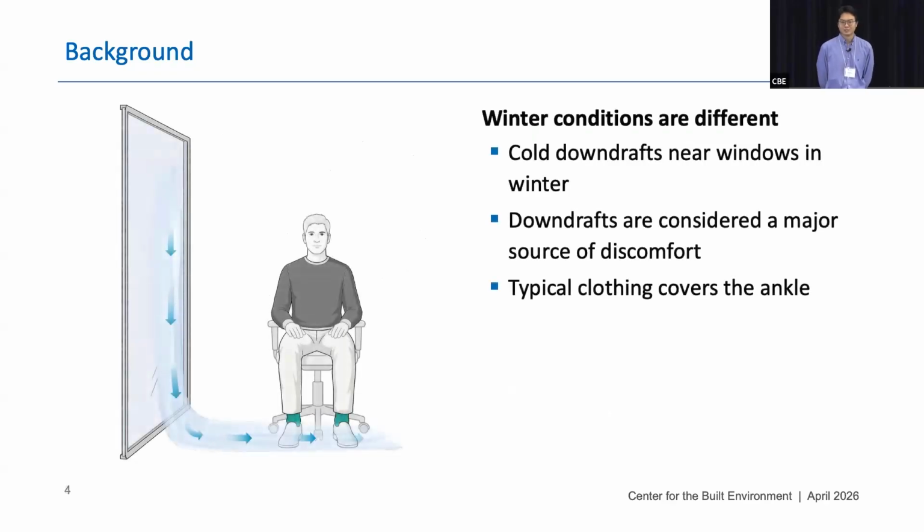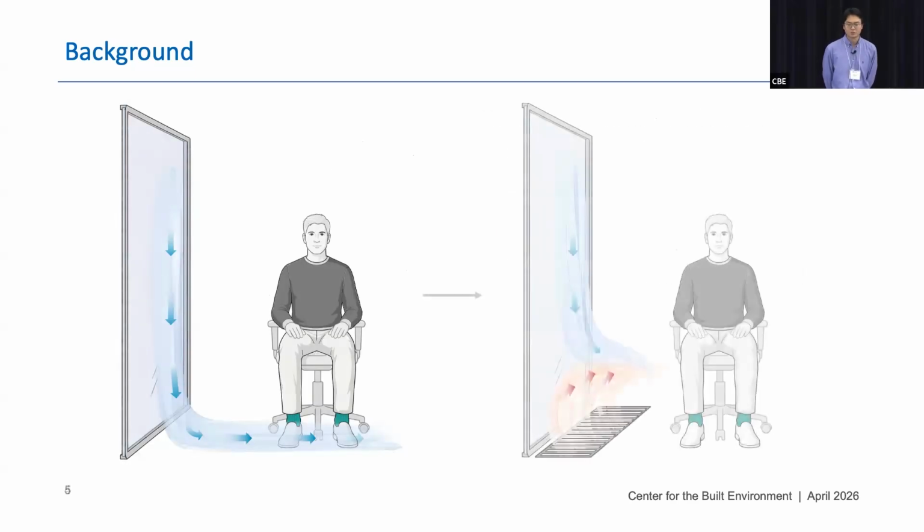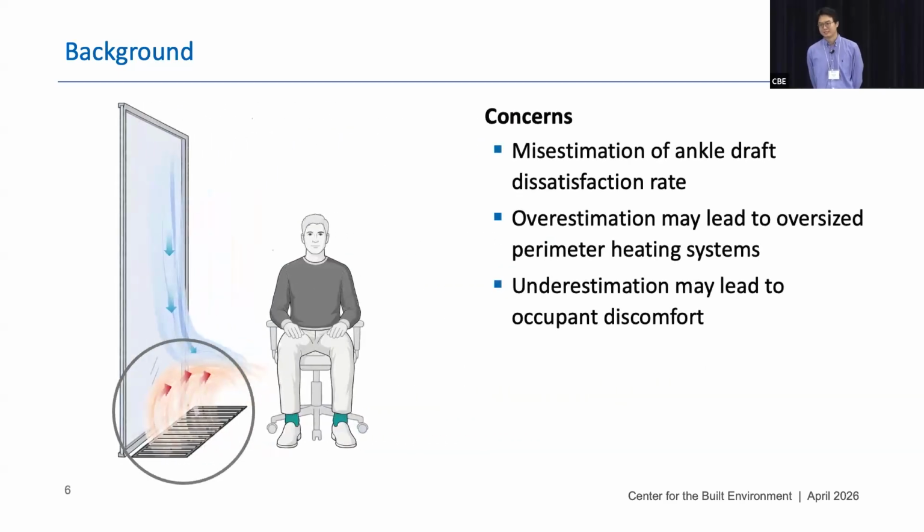In winter, although there's typically no cold airflow delivered from displacement ventilation, cool-down drafts near windows are still generally considered a major source of discomfort and often drive perimeter heating system design. The main concern is that this existing model may misestimate the ankle draft risk in winter. If it overestimates the risk, it may lead to oversized or even unnecessary perimeter heating system design. If it underestimates it, occupants may feel discomfort.